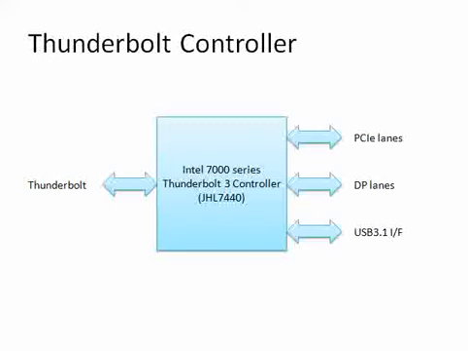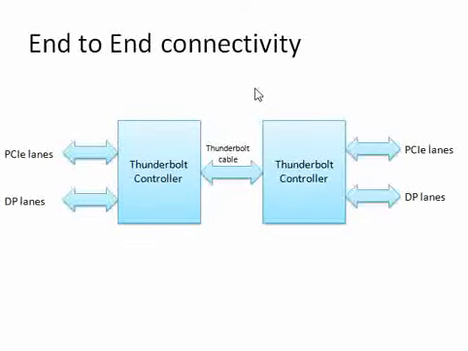If you see the end-to-end connectivity, you will have a Thunderbolt connector on either side of these devices, and a Thunderbolt cable in between them. On the other side of the Thunderbolt connector, there will be these PCIe and DP lanes that we are talking about. So that's how the end-to-end connectivity looks.